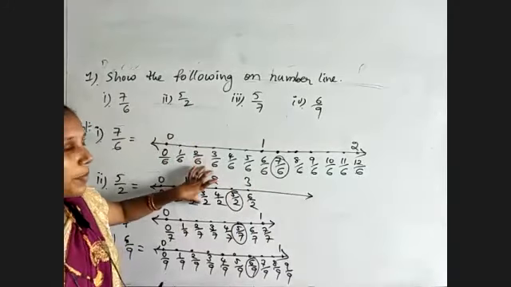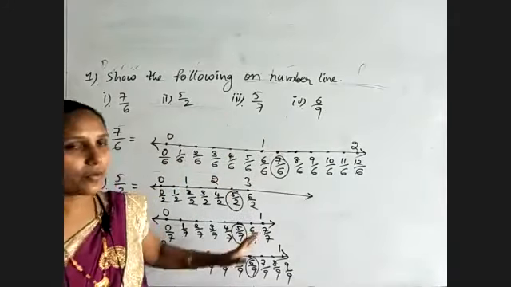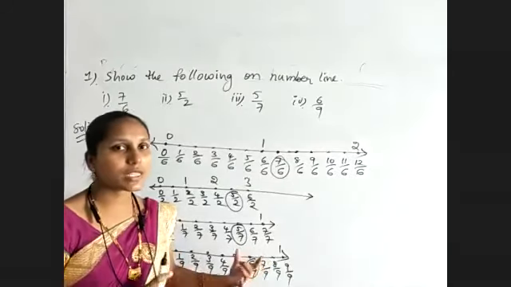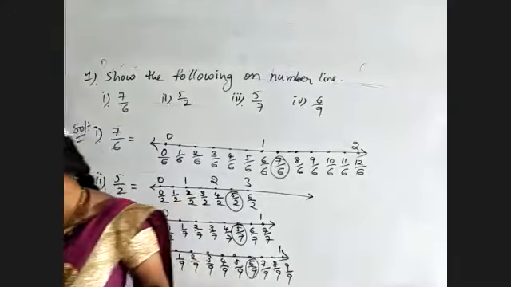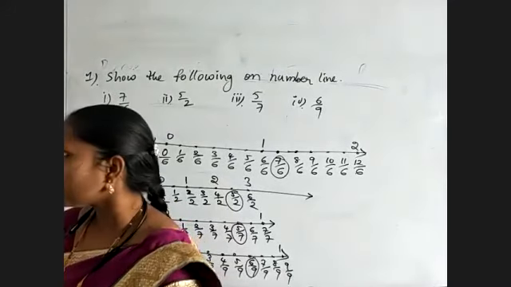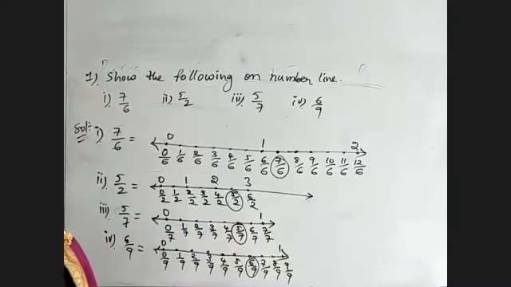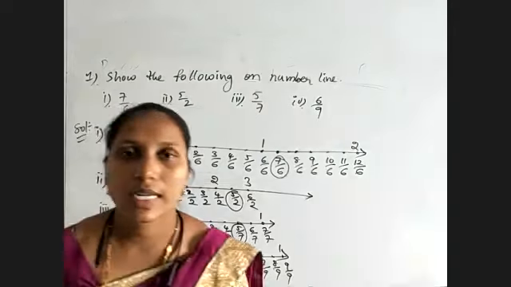First two are improper fractions. Second two are proper fractions. Always proper fractions lie between 0 and 1. Improper fractions lie at more than 1. So tomorrow we will start exercise problems.